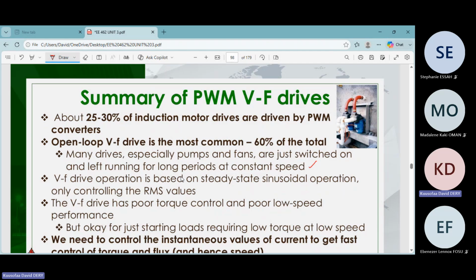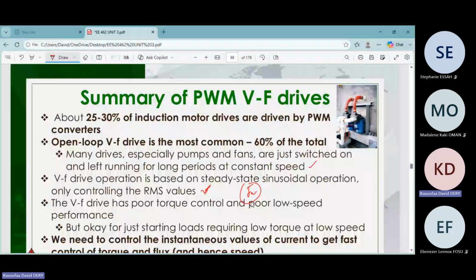The IM constant, that is the flux constant, is okay for starting loads requiring low starting torque and at low speed. If it requires low torque and low speed, using the variable frequency drive works well. But we need to control the instantaneous values of current to get fast control of torque and flux, hence speed.